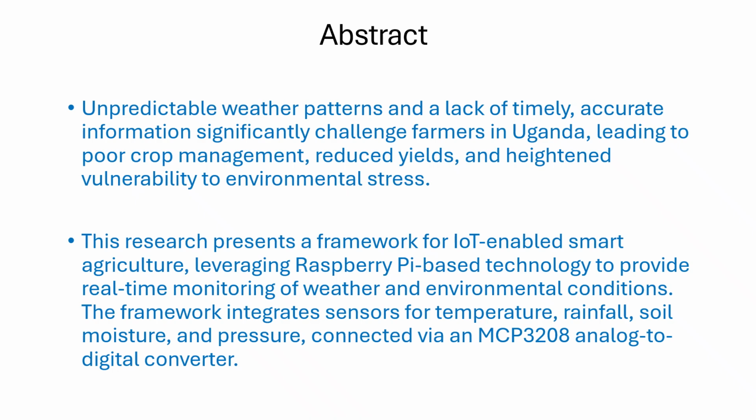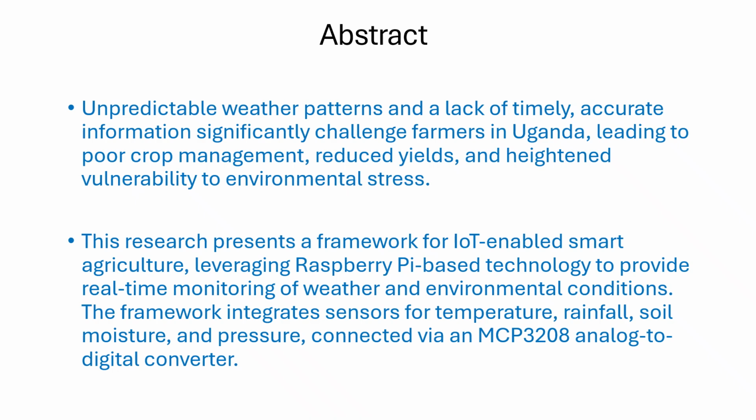You can read about Raspberry Pi on Google, and this technology provides real-time monitoring of weather and environmental conditions. Like from the environment we can check the temperature, pressure, humidity, and we can manage our crop patterns well by real-time monitoring of weather and environmental conditions. But we can do it only with the help of an IoT-enabled microcontroller, which is Raspberry Pi. So this framework integrates sensors.